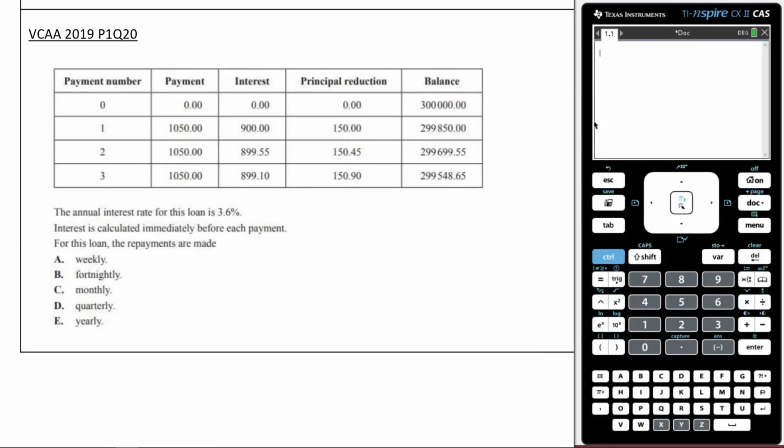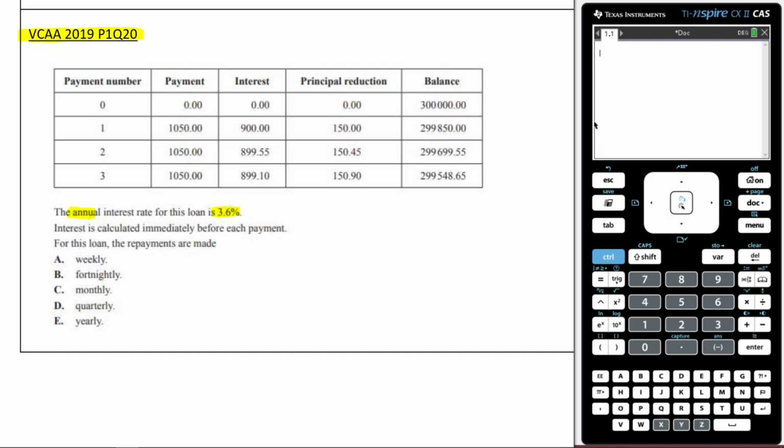All right, let us answer this question before us. It is taken from VCAA 2019, paper 1, question 20. We've got this amortization table before us, and then we're told that the annual interest rate for this loan is 3.6%. Interest is calculated immediately before each payment. For this loan, the repayments are made weekly, fortnightly, monthly, quarterly, or yearly.